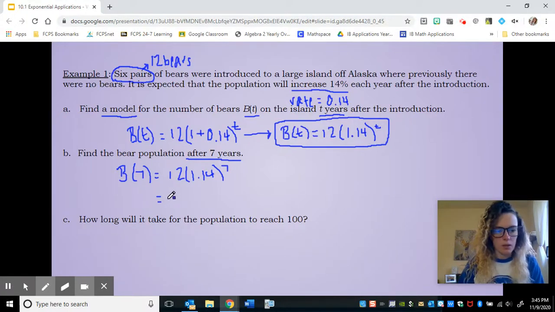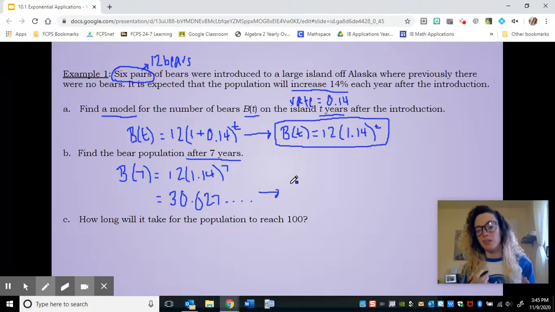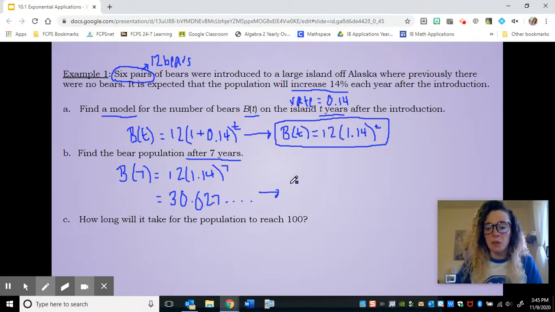And when I evaluate that, I get 30.027, etc. So we know IB likes 3 sig figs, but we also know that you can't have 0.0 of a bear, but we also know that bears or animals or humans, we should be rounding to the nearest whole numbers. So I could round this either, and IB would accept either, 30 bears or 31 bears.